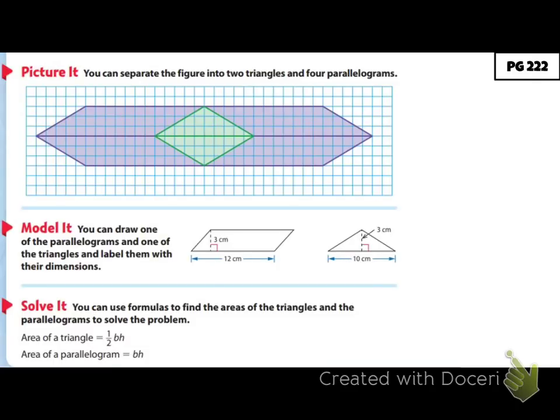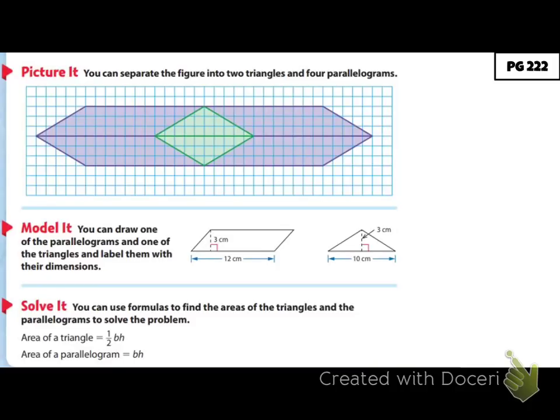In the picture, you can separate the figure into 2 triangles and 4 parallelograms. The dark purple lines break the shape into the 4 parallelograms, and the green lines break it into 2 triangles. On the model, you can draw one of the parallelograms and one of the triangles and label them with their dimensions. Our parallelogram has a base of 12 centimeters and a height of 3 centimeters. For our triangle, we have a base of 10 centimeters and a height of 3 centimeters.